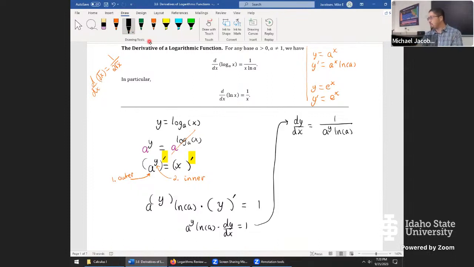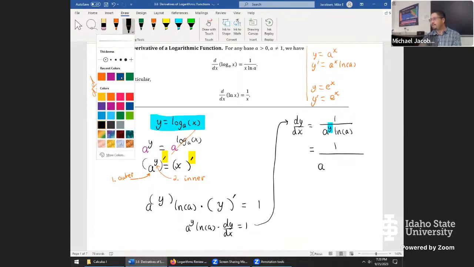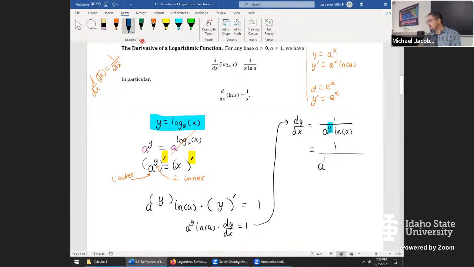Okay, that's going to be our next step. We'll say dy/dx is equal to 1 over a to the power of y. But y comes in this new fashion. y is just as good as log base a of x. Then here's the natural log of a, also copied in. Once we have this, it's another cancellation.